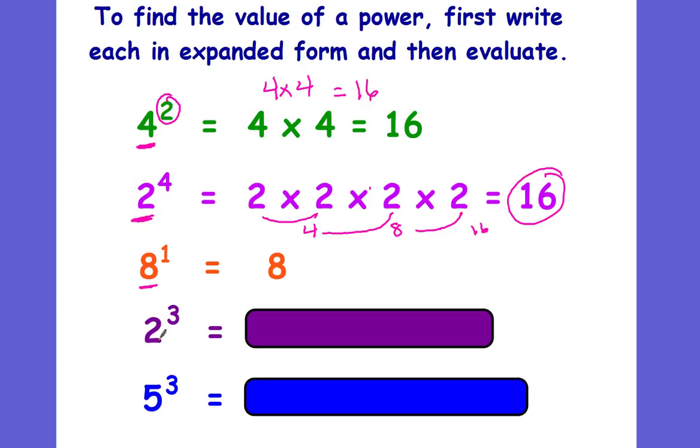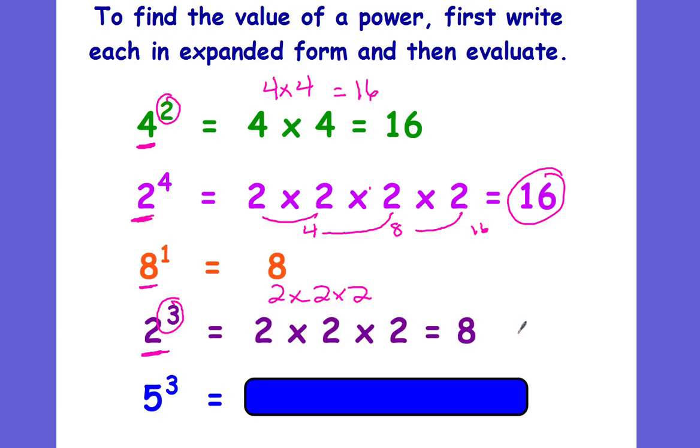Okay, 2 cubed, or 2 to the 3rd power, means that you're going to repeat the big number, the base, the 2, how many times? 3 times. The exponent tells you 3 times. So you're going to repeat the 2 three times. And that operation is not addition, it's multiplication. So you're going to get 2 times 2 times 2. And when you do the math, 2 times 2 is 4. Multiply 4 times the last 2, and you get 8.